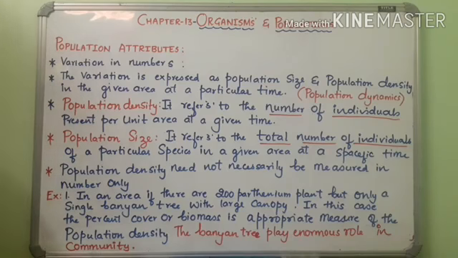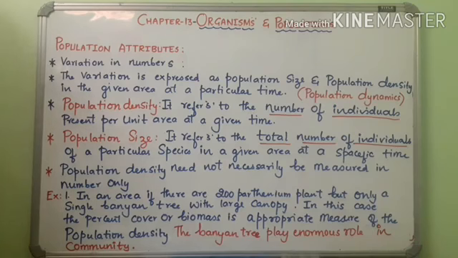So today in this YouTube class, we are going to discuss one more population attribute, which is variation in numbers. So what is a variation in numbers? Population changes with time due to birth, death, and the dispersal of individuals between separate populations.